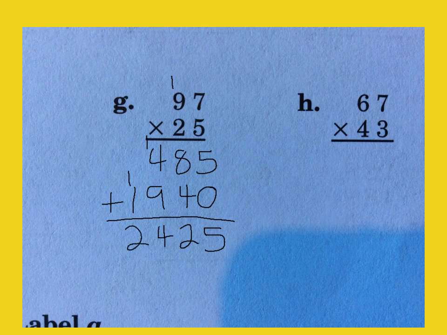Our comma goes 3 places over. And so our answer is 2,425. Circle it. H.